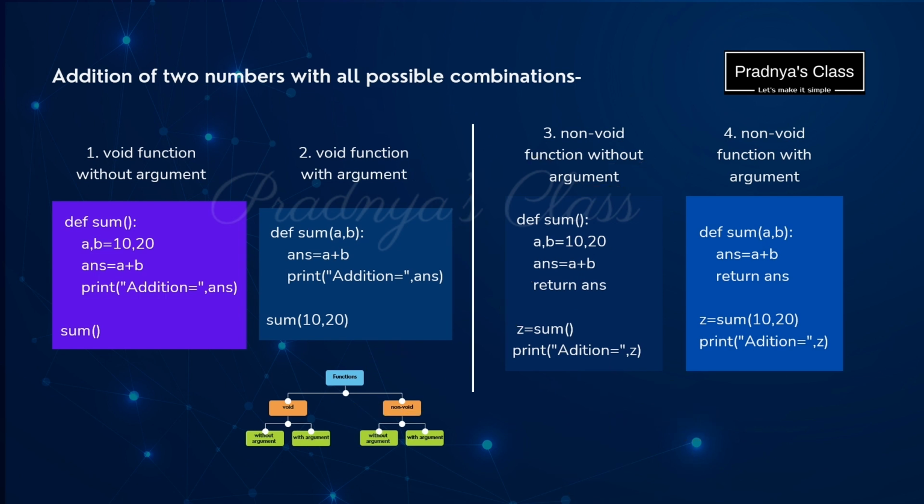Time to check out the last category, non-void with argument. Non-void means it will return some value, but with argument. With argument means we are passing some value to the function. 10 will get passed to A, 20 will get passed to B. Some calculation is performed in the function and the value is returned because it is a non-void function. The returned value is accepted in a variable and we are printing it.